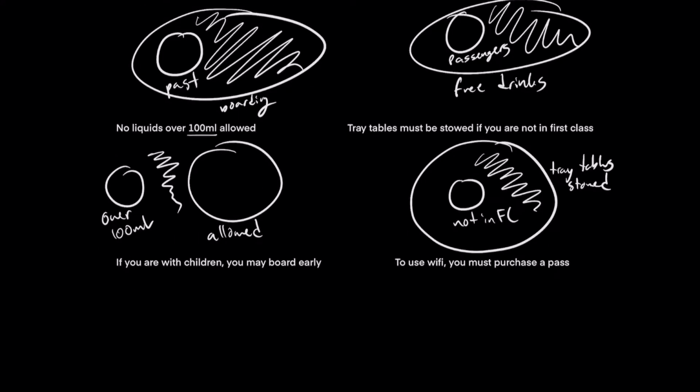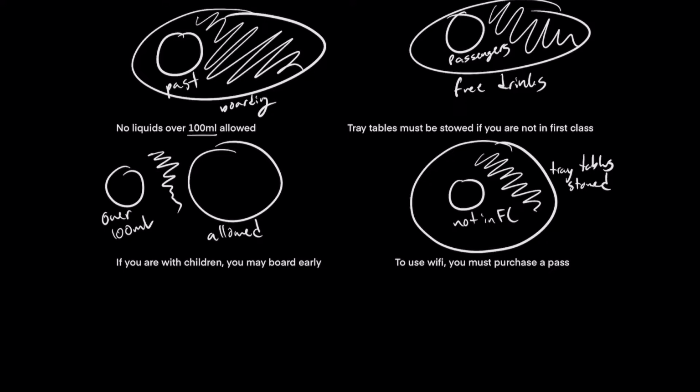The next one, if you are with children, you may board early. So this is saying that if you are with children, you're guaranteed to be able to board early. But this doesn't mean that if you aren't with children, you can't board early. What if you have a first class ticket or you have mileage or priority status?